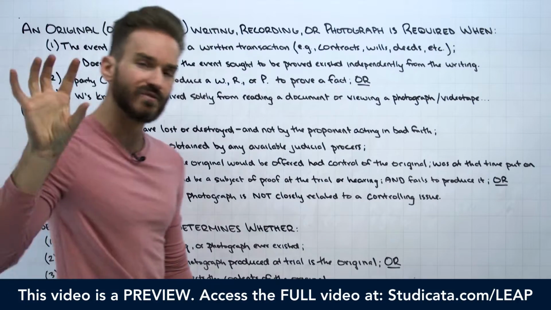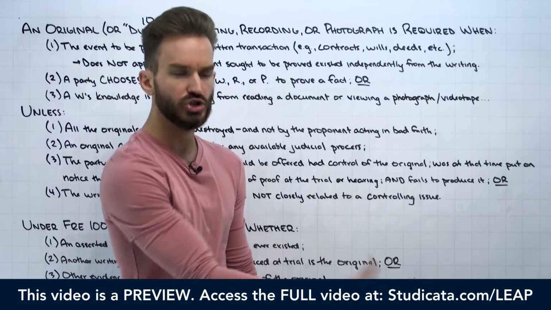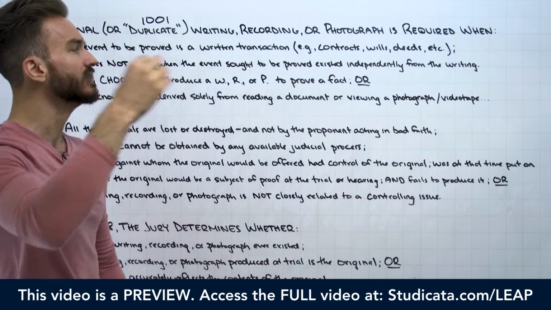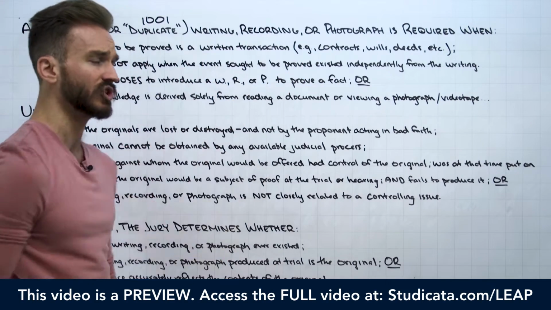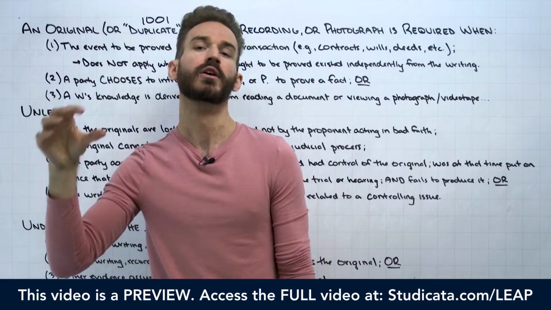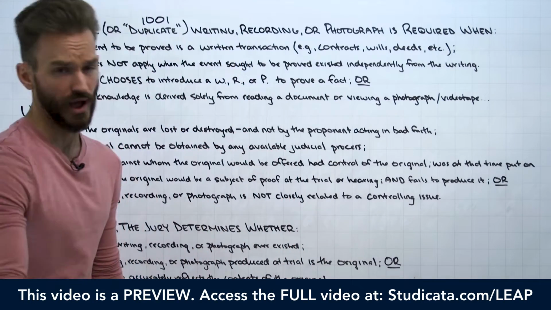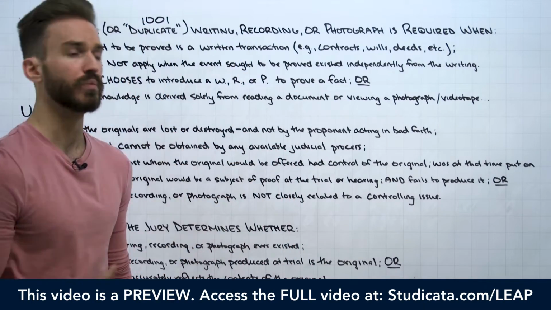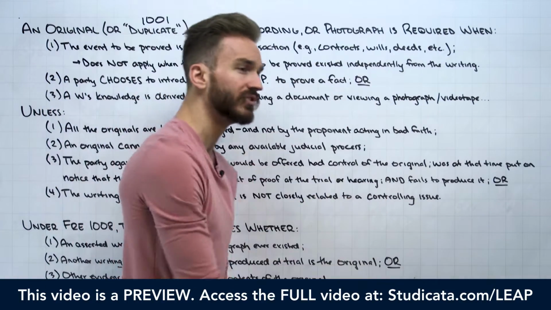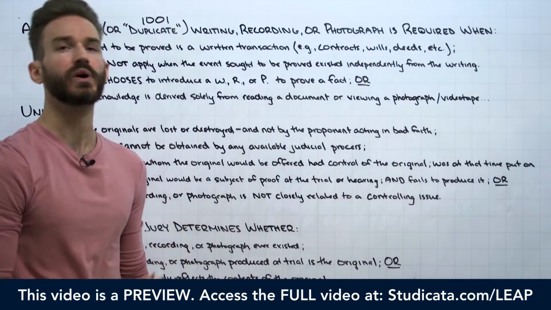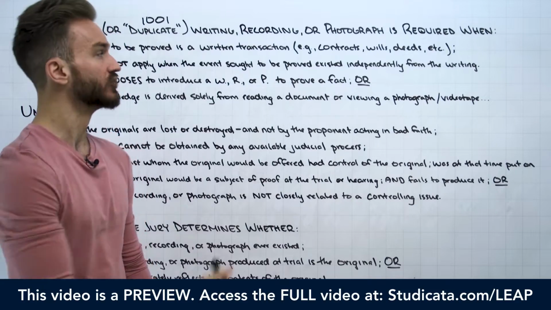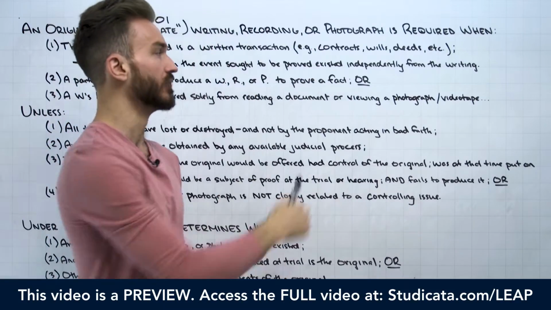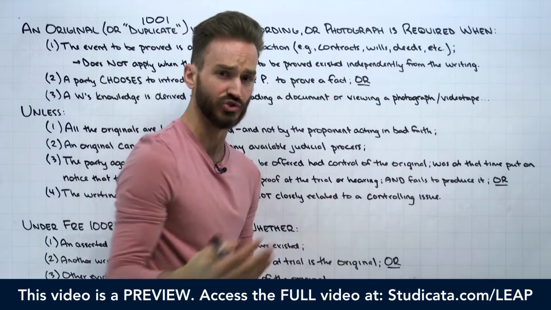Even though that confession was reduced to a writing, that exists independently from the event sought to be proved here, right? This oral confession is a separate entity from the writing. Now, a contract, right? Compare that to a breach of contract, a will, a trust that has legal effect when you execute it, right? That doesn't exist independently.